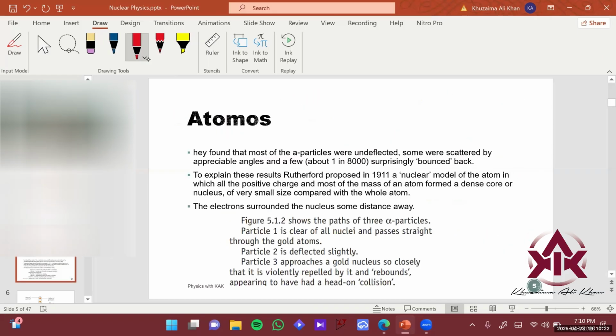So the term first came in Greek times, right? This is a Greek term, atomos, right? They used to call the smallest particle known to human history atomos, right? So right now we know them as atoms, right?